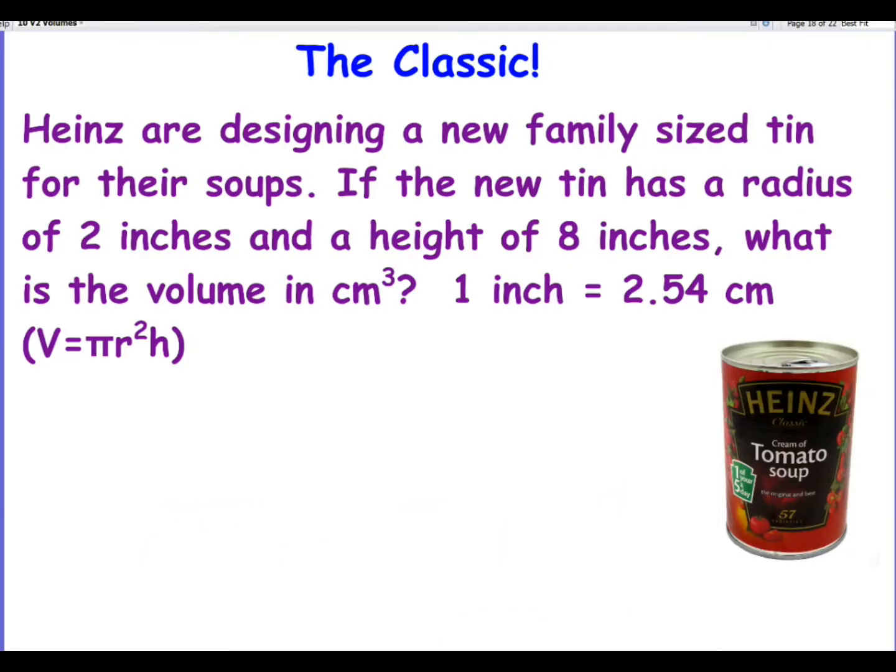Let's have a look at a classic question to do with volumes of cylinders. Heinz are designing a new family-sized tin for their soups. If the new tin has a radius of 2 inches and a height of 8 inches, what is the volume in centimeters cubed? And they're giving us a strap line here of 1 inch equals 2.54 centimeters.